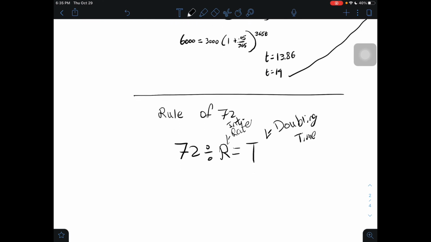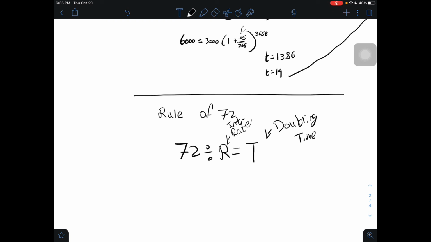And a quick thing to note is when you're using the rule of 72, your rate is going to be the whole number, right? So if it's 5%, it's going to be 5. Whereas when we were doing R here, we took the decimal form. In this scenario, we're going to have the whole number. So it's going to be 72 divided by 5, and we're going to find our actual doubling time.